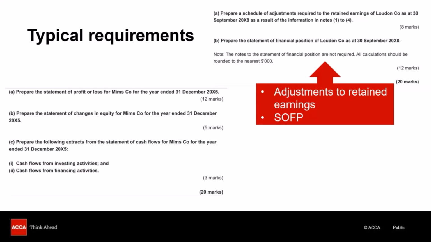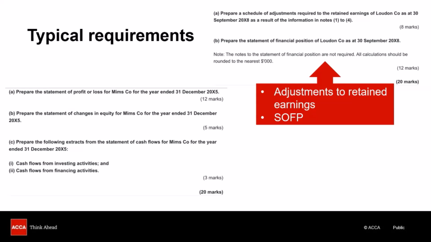Another type of requirements is where the examiner is asking to make statement of profit or loss for MIMS for the year ended 31st December, 12 marks allocated. This was probably with a trial balance available. So from the trial balance, you had to make the financial statements from the scratch. Then using those figures, we had to make the statement of changes in equity for the year ended 31st December 20x5. And in addition, the examiner had asked you to prepare an extract of statement of cash flows.